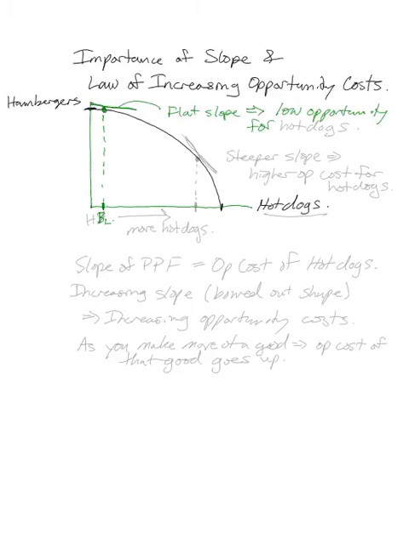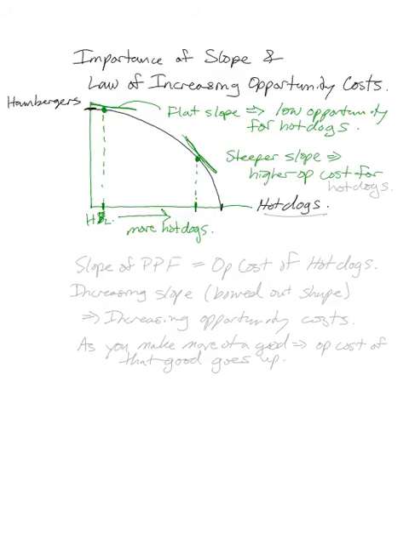If we continue making more hot dogs, we end up at a point farther to the right on our production possibilities frontier. And you can see we are at a steeper slope. The steeper slope indicates higher opportunity costs for hot dogs.